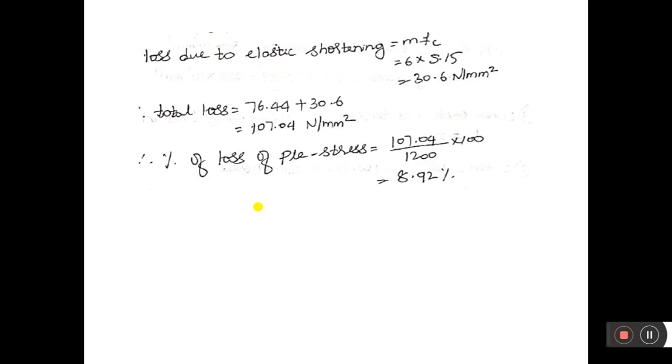Therefore, the percentage loss of prestress is equal to the total loss of prestress divided by the initial prestress. The initial prestress is 1200, and the total loss of prestress from both the cables is 107.04, into 100. So the percentage loss of prestress is equal to 8.92%. So the losses are within permissible limits, hence the member can be satisfactorily used.